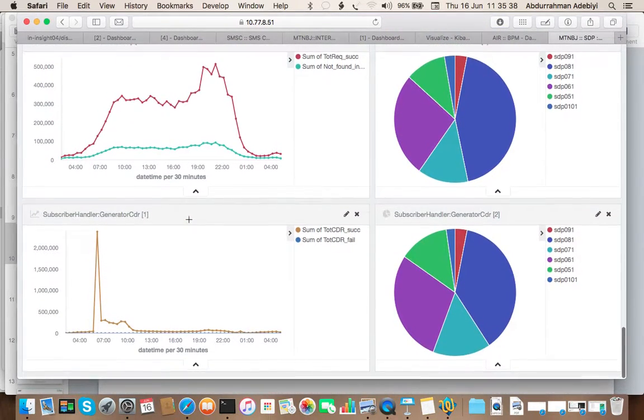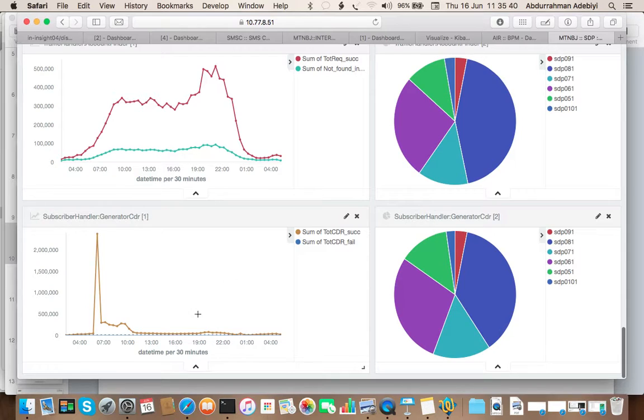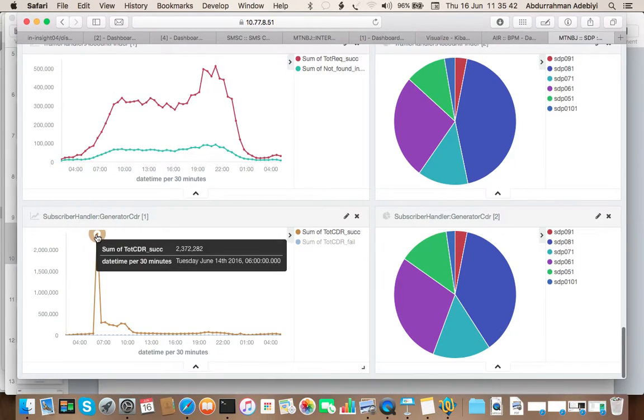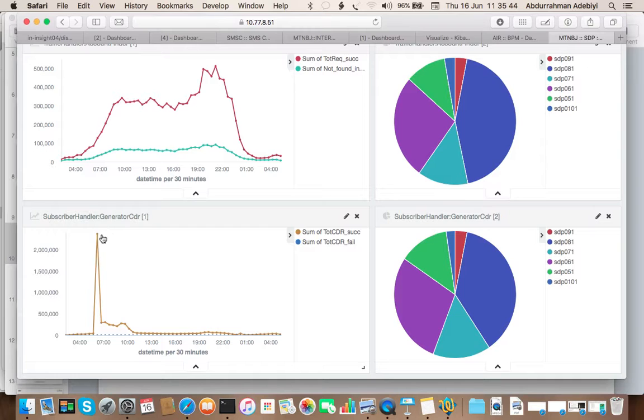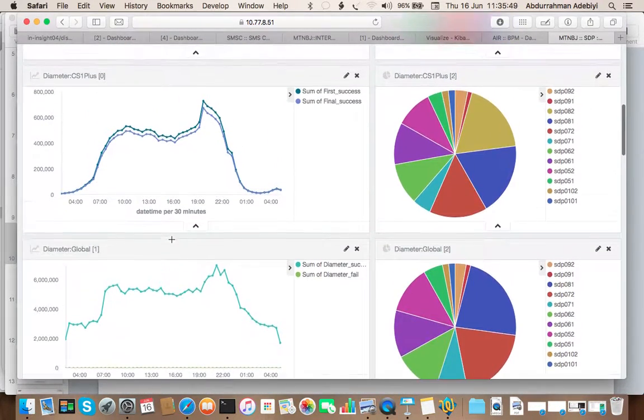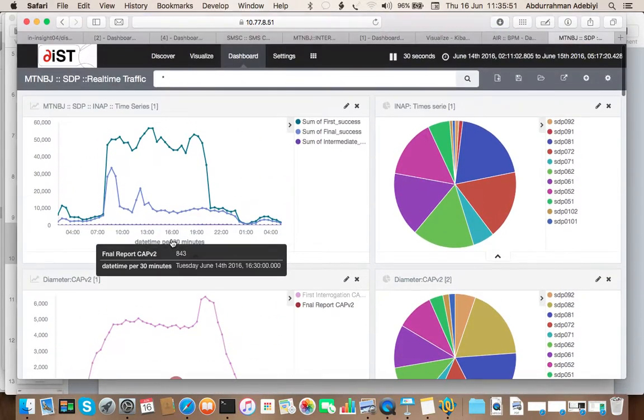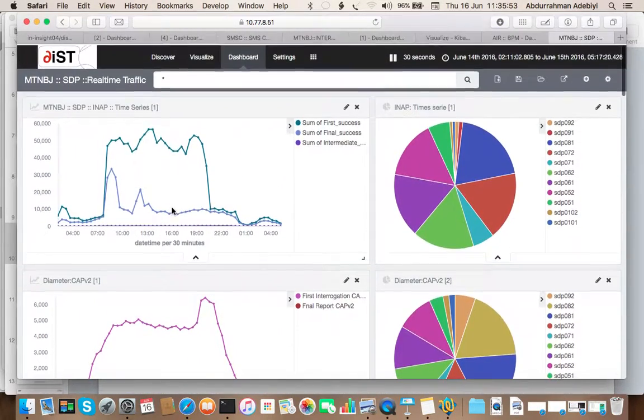Okay, so you can see how this is getting us real time. We're seeing how we are generating CDRs. There was an unusual spike here. So also CDR succeeded. This might have been an anomaly. The trend is fantastic. We can see that.